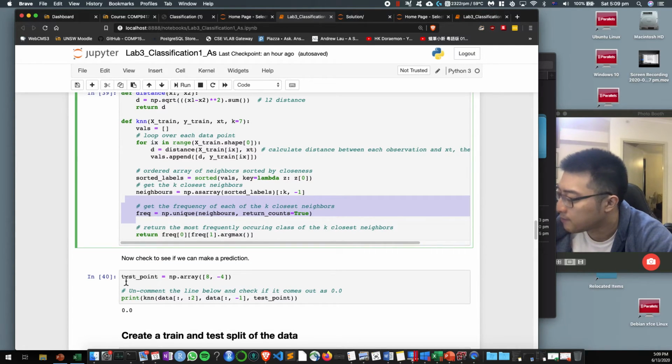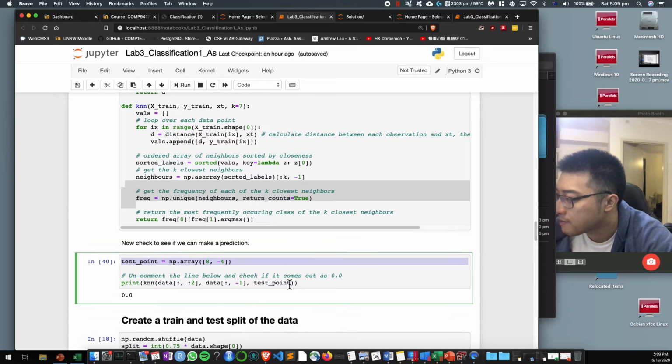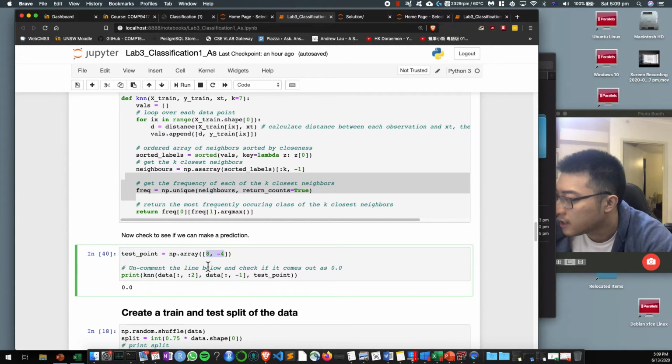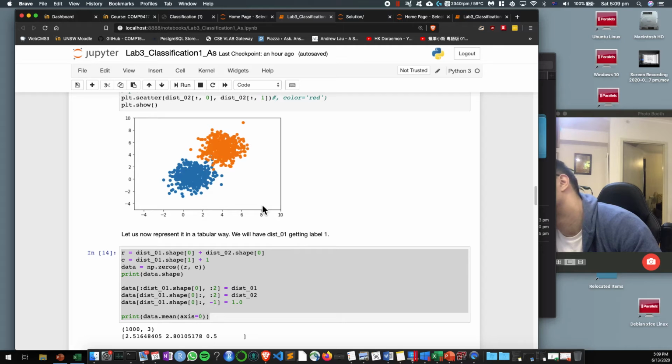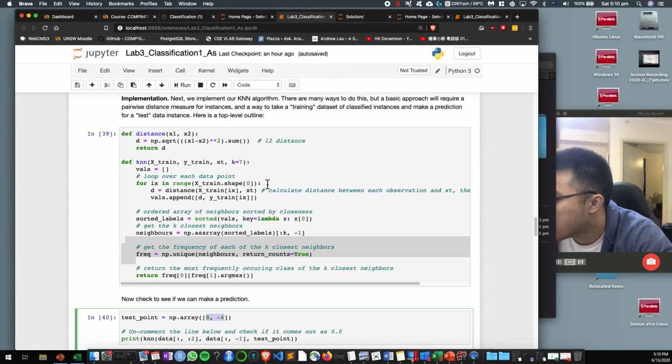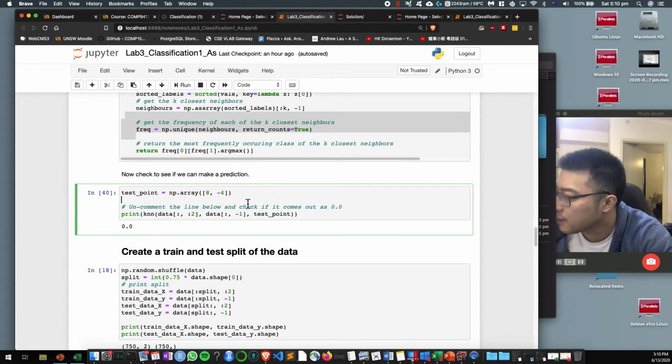Okay, and now we test it out. We make a prediction. This is our test data point, 8, -4, and what do we think it will be? What's closest? This might not be the easiest one to eyeball. Blue? I'm going to guess blue. Yeah, it feels like blue, but we'll let the algorithm tell us what is actually closer.